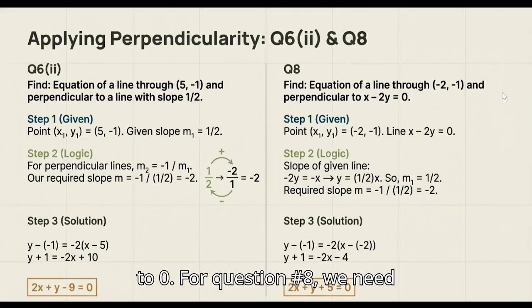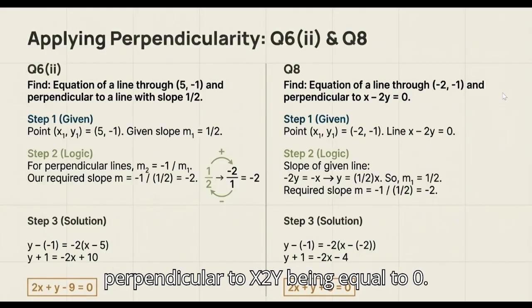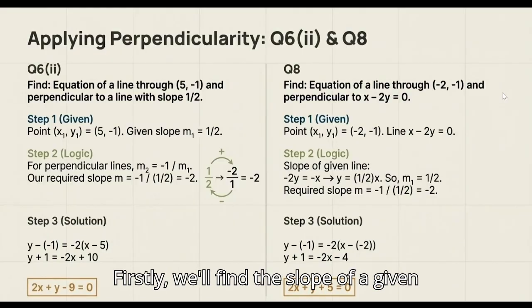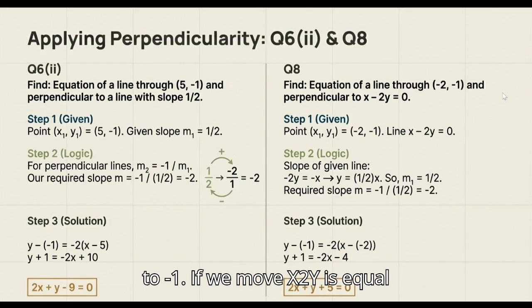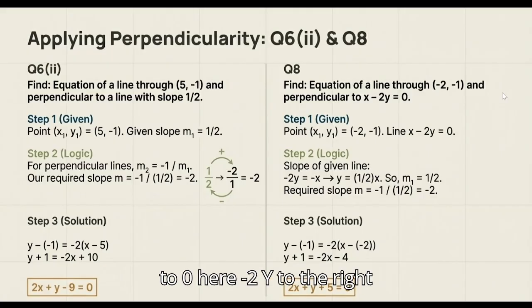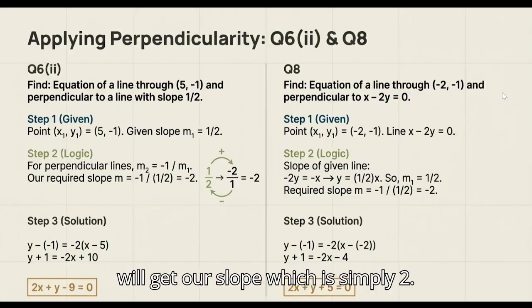For question number 8, we need to find the equation of a line through our coordinate -2, -1, which is perpendicular to x minus 2y being equal to 0. Firstly, we'll find the slope of the given line, using m1 into m2 is equal to -1. If we move the minus 2y to the right side of x minus 2y is equal to 0 and divide 2 on both sides, we will get our slope, which is simply -2.